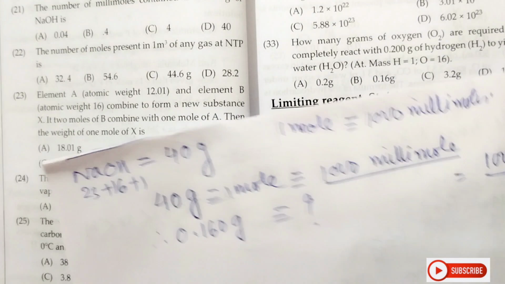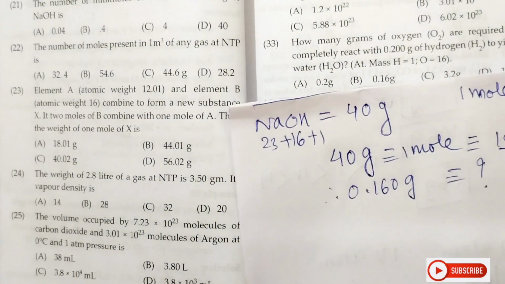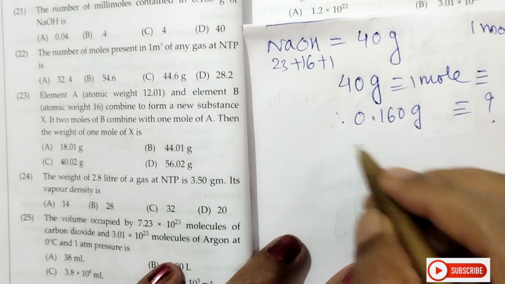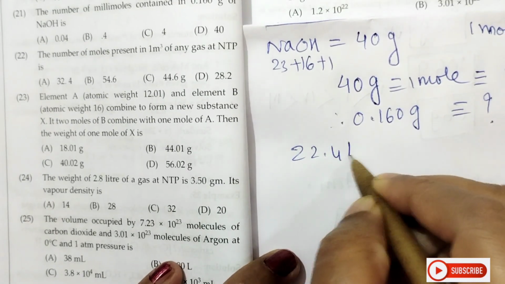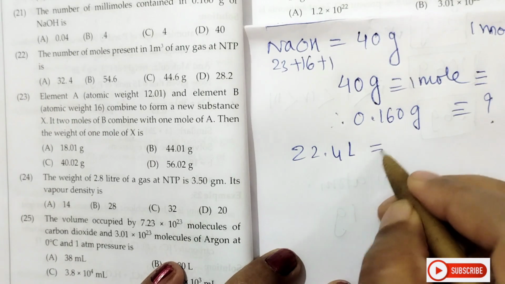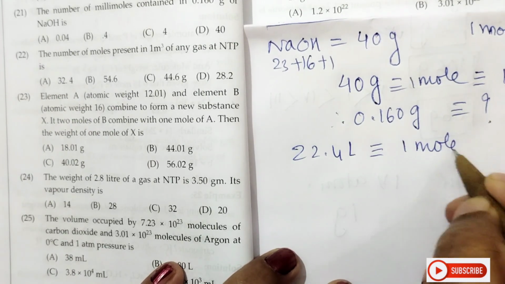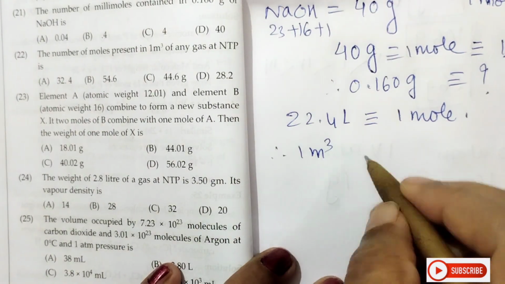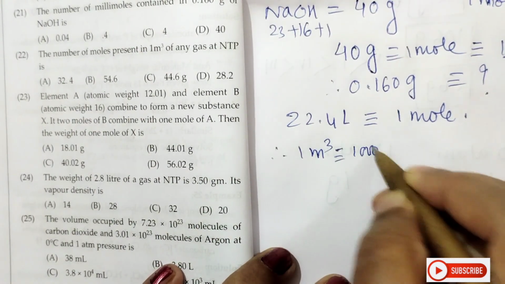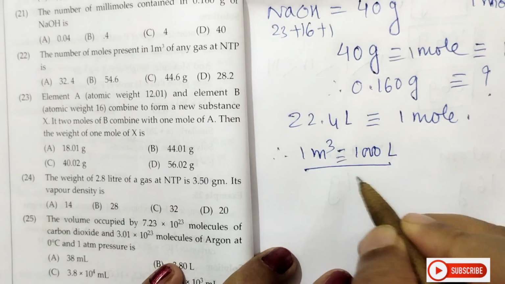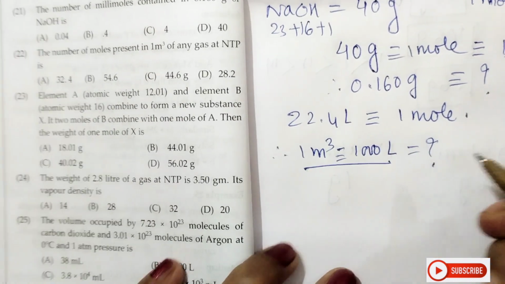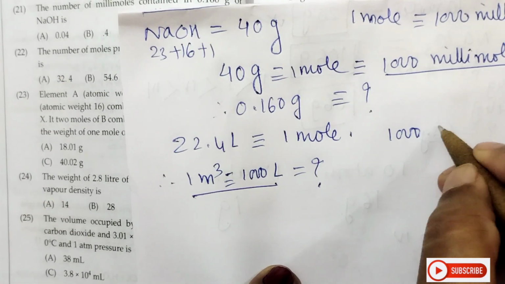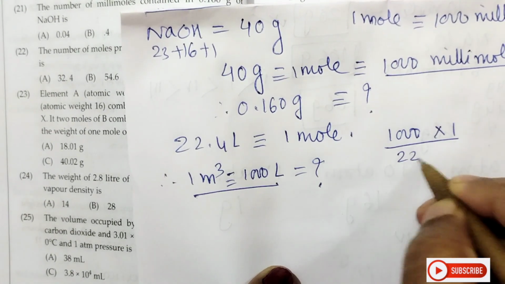See the next question. The number of moles present in 1 cubic meter of a gas at NTP is. Now students, you know that 22.4 liter or dm cube of any gas is occupied by 1 mole of the substance. Now therefore, for 1 cubic meter, how many? It corresponds to 1000 liter. This is the conversion. For 1000 liter, how much will it be? So it will be simple, 1000 multiplied by 1 divided by 22.4.